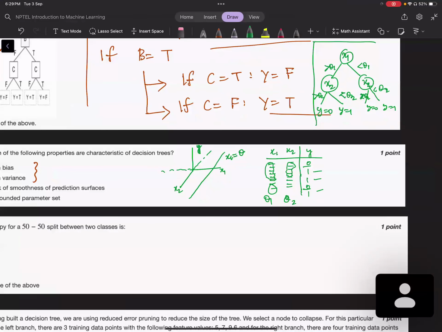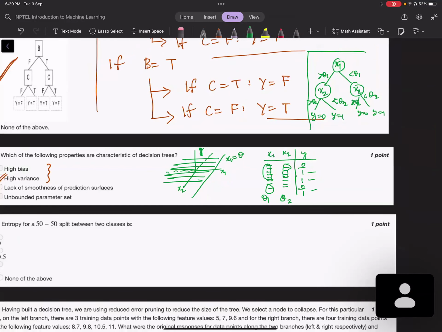So this is x1 equals theta 1. All these points are x1 less than theta 1, and all these points are x1 greater than theta 1. For this axis, this is your x1, and for this axis x2, so we have to find another line like that. If it is less than theta 2, then y equals 0, and if it is more than that, it is something else.